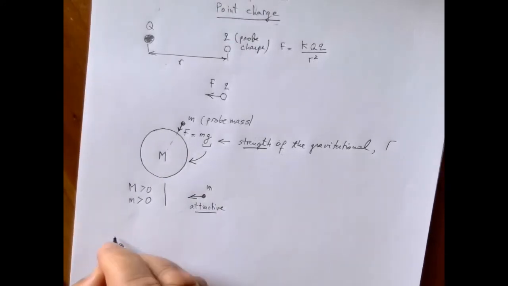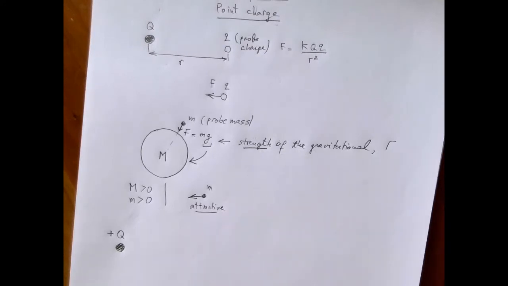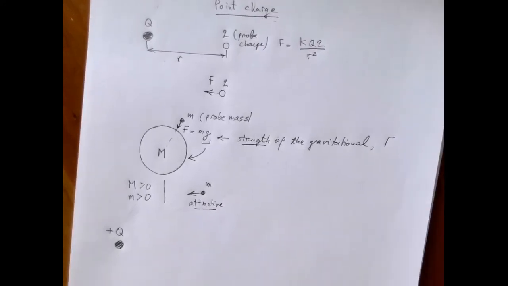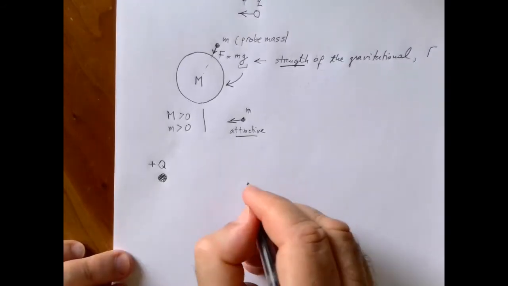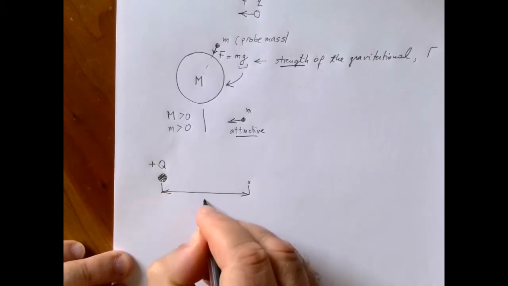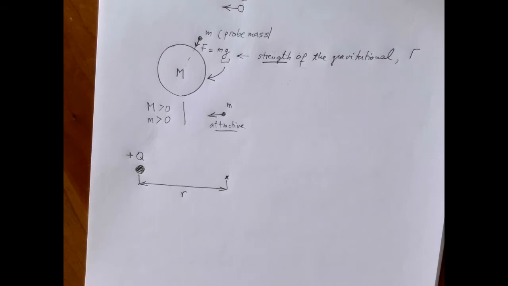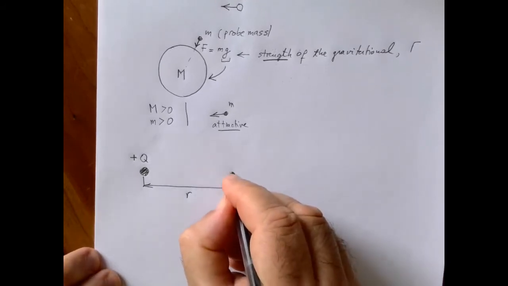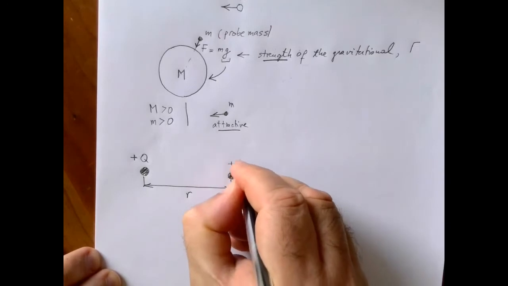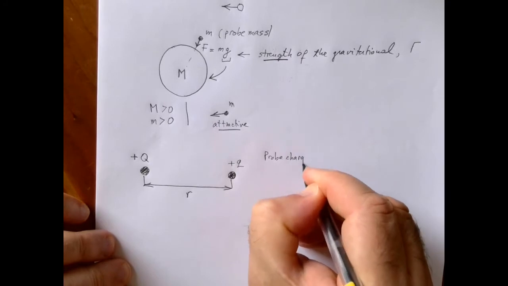Let's say uppercase Q is a positive charge, and I want to know the strength and, of course, the direction of the electric field produced by this charge. I want to know, for example, what is the electric field strength and direction at a point situated at distance r from the charge. What I do, I bring a probe charge here that will be positive. The probe charge is always positive.